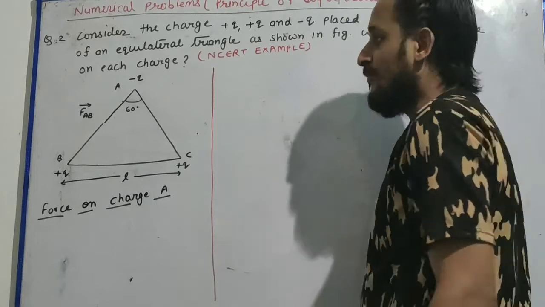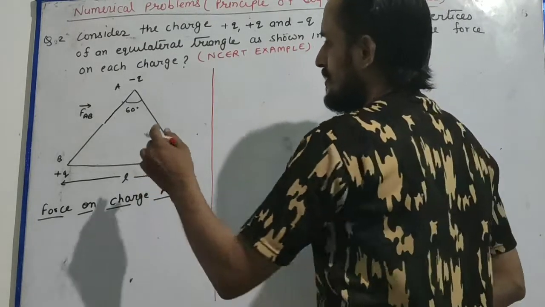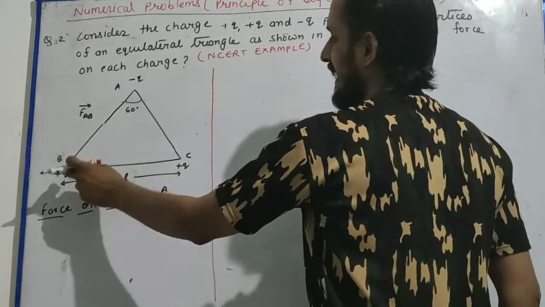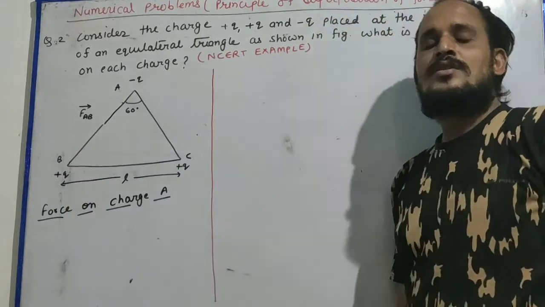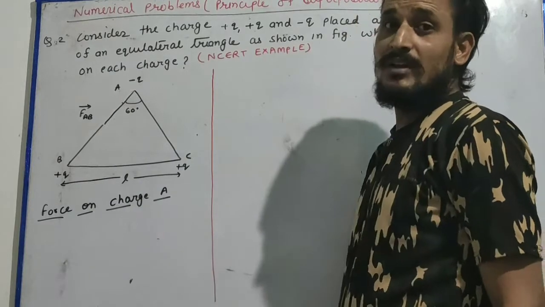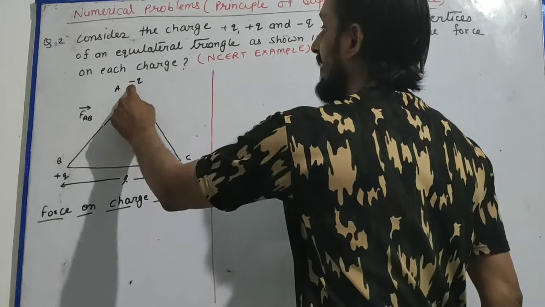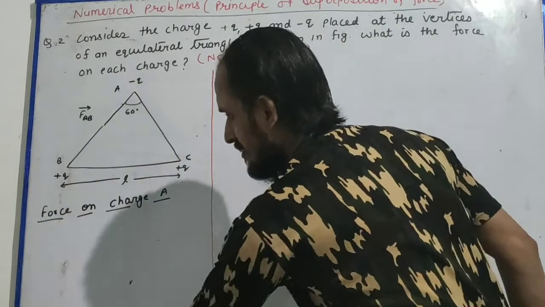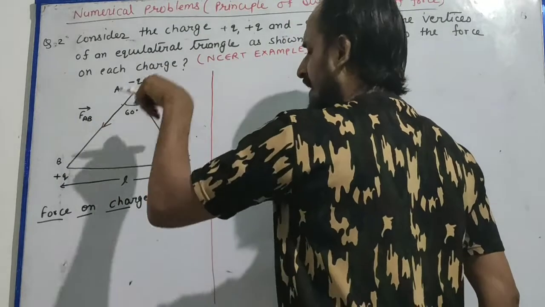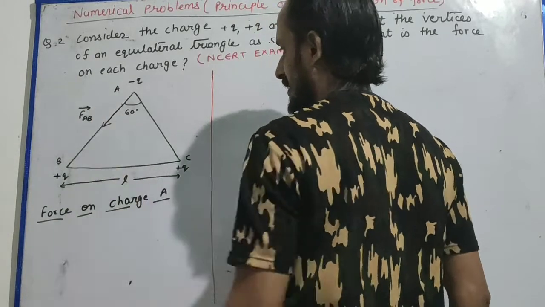There are two forces acting on charge A. Force on A due to B: we can see one is negative, the other one is positive. So the force on charge A due to charge B is attractive in nature, and hence how will this charge plus Q attract A? It will attract like this, and hence the direction of force would be towards B. We can write it as FAB vector.